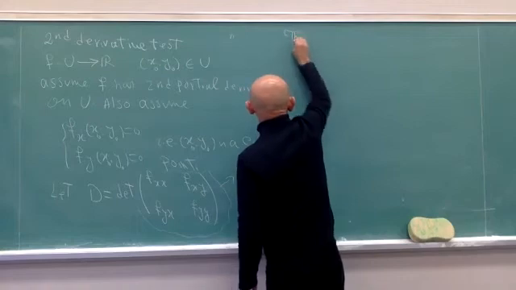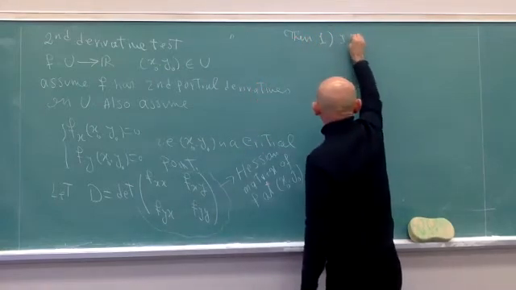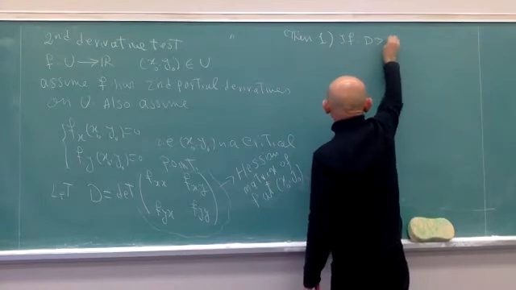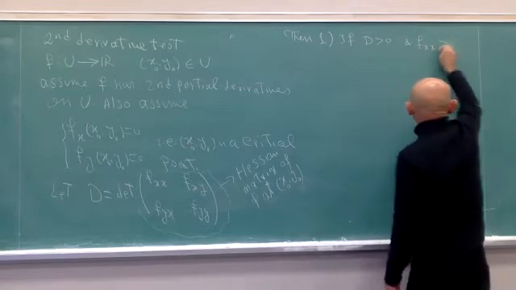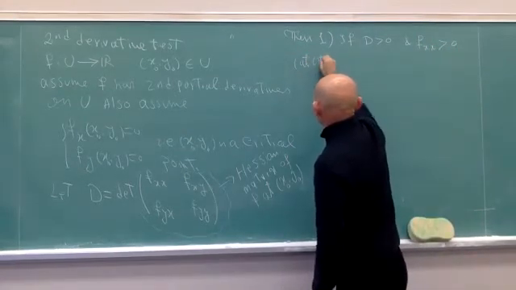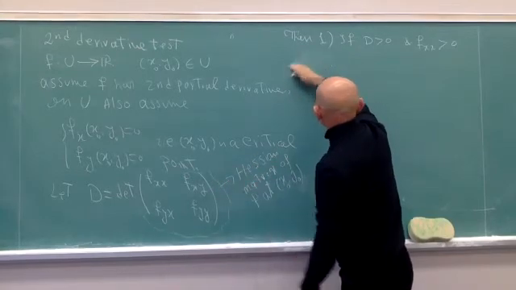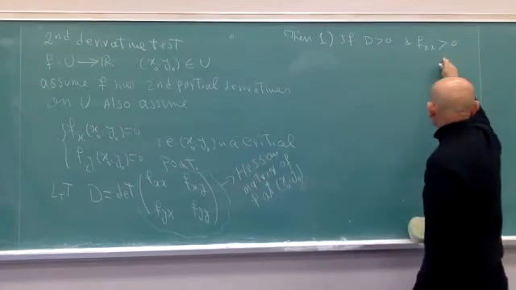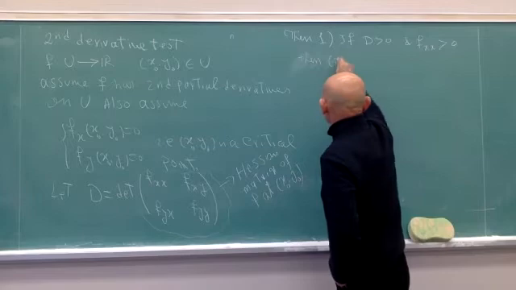Then, case 1, if D is positive and fxx is positive at x0, y0. Of course, everything is at x0, y0. And fxx is positive, then x0, y0.